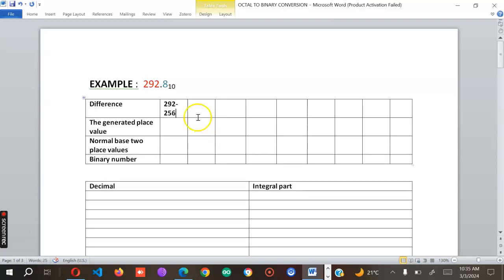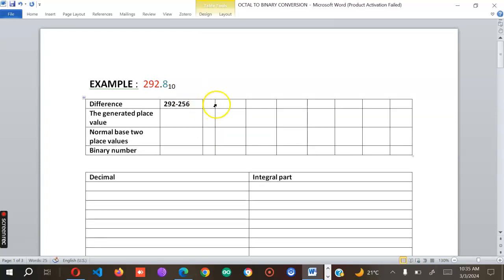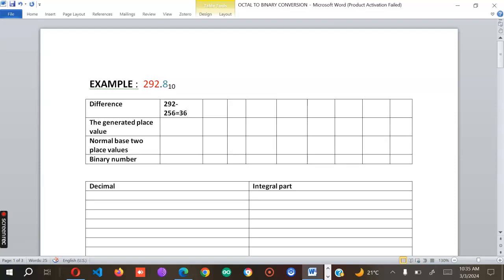The number that is near to this one in my working is 256. So 292 minus 256 is equal to 36. The generated place value of this one is 256, and the normal base 2 place value is 256.